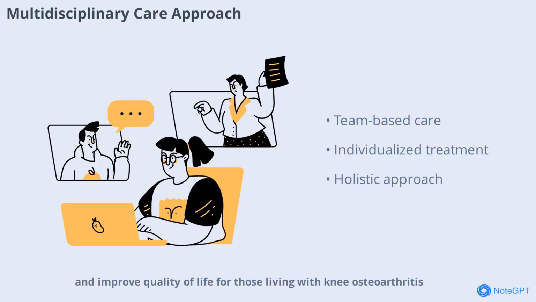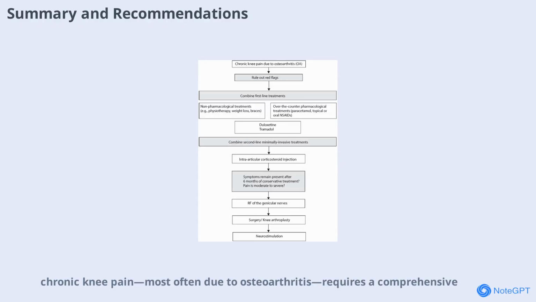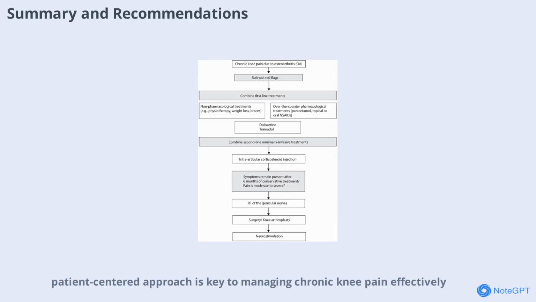Summary: chronic knee pain, most often due to osteoarthritis, requires a comprehensive stepwise approach. Start with education, exercise, and weight management. Add medications as needed, and consider minimally invasive interventions like corticosteroid injections or radiofrequency ablation for persistent pain. Surgery is reserved for severe refractory cases. Ongoing research continues to refine these strategies, offering hope for better outcomes. Remember, a multidisciplinary, patient-centered approach is key to managing chronic knee pain effectively.